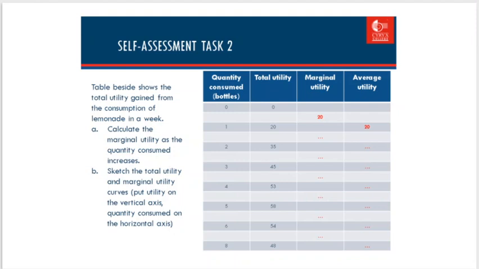Self-assessment task 2. The table beside shows the total utility gained from the consumption of lemonade in a week. A. Calculate the marginal utility as the quantity consumed increases. B. Sketch the total utility and marginal utility curves. Put utility on the vertical axis, quantity consumed on the horizontal axis.